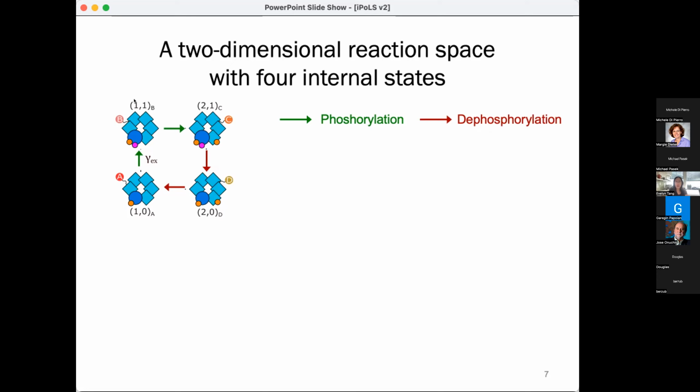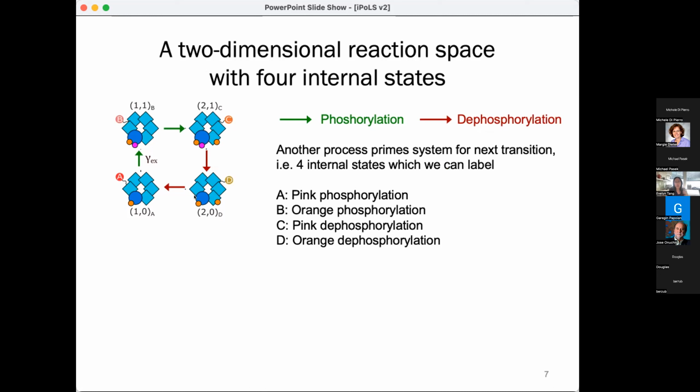And this characterizes the state of the system alongside this internal state that can then tell the system, well, should it now be phosphorylating or dephosphorylating, and in which space? Specifically, there are 4 different possibilities that a system can undergo at any given time, marked by these different labels.